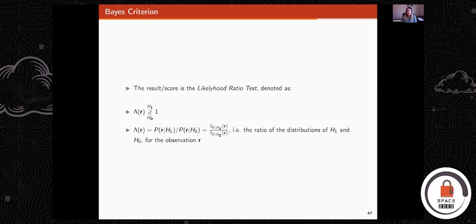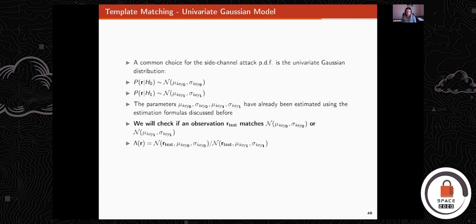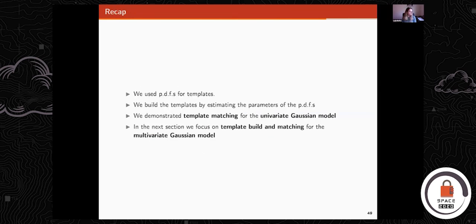Finally, the score in this more general setting is a likelihood ratio test that we compute with this lambda, computing the ratio of the probabilities of those two distributions for each observation. Those are matched through template matching in this univariate Gaussian model, by computing the corresponding univariate Gaussian distribution for each key. You can see these two here for key zero and key one. Then we check which of the two matches the test observation best, and that's how we compute our score, lambda of R. If it's higher than one, then it's key zero. If it's smaller than one, then it's key one. So that's just computing the score as before, but now for two assumptions, okay?